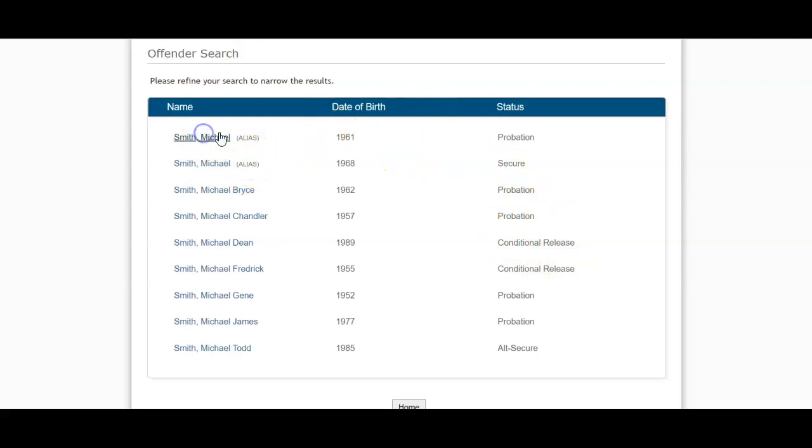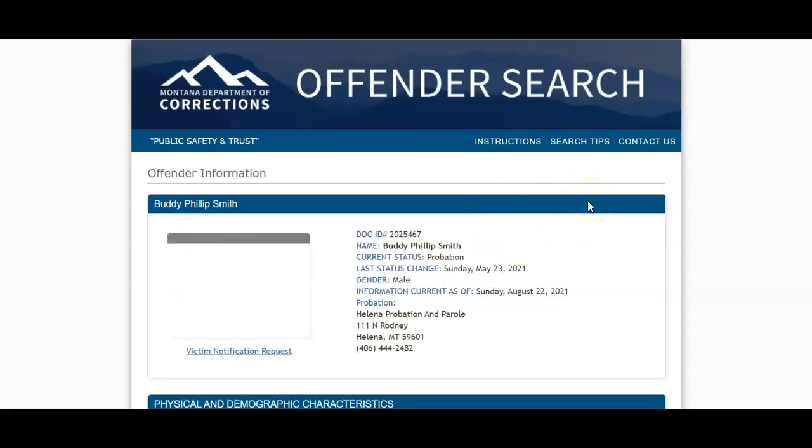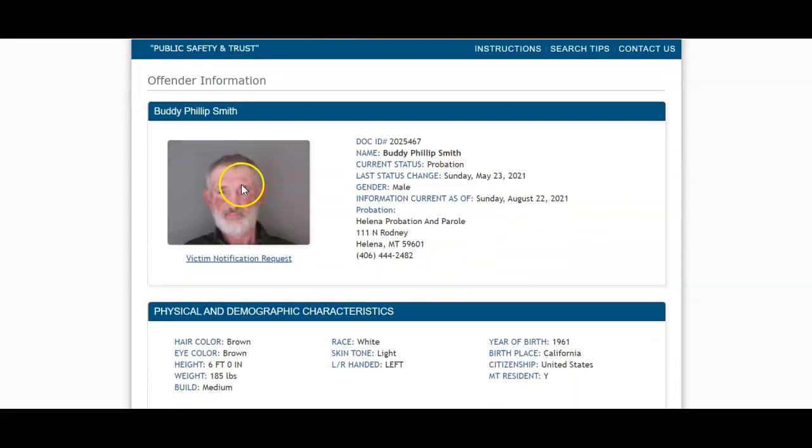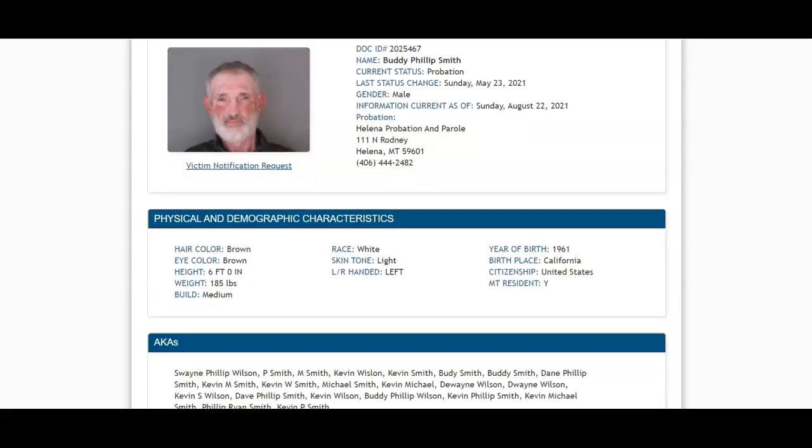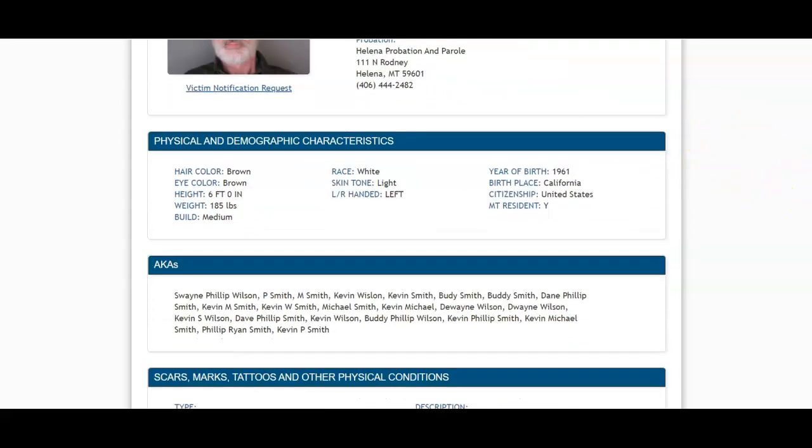So let's take a look at this not actual Michael Smith alias. So this person's name, Buddy Philip Smith, and you do get a photo of the person. You don't get historical photos if they were in prison for a while, but I presume this is a recent photo of this person. Physical description, and you do get some information based on when they were released in the case of those who are under probation.